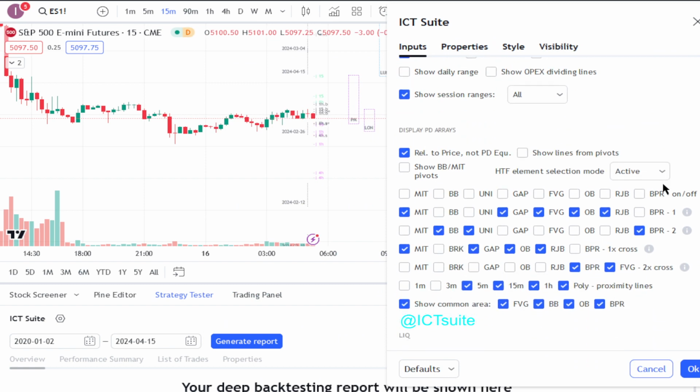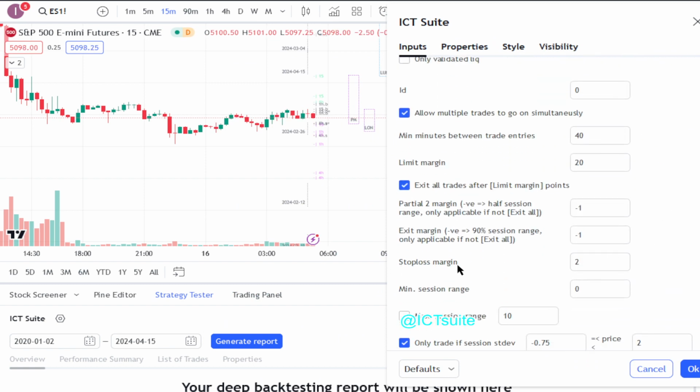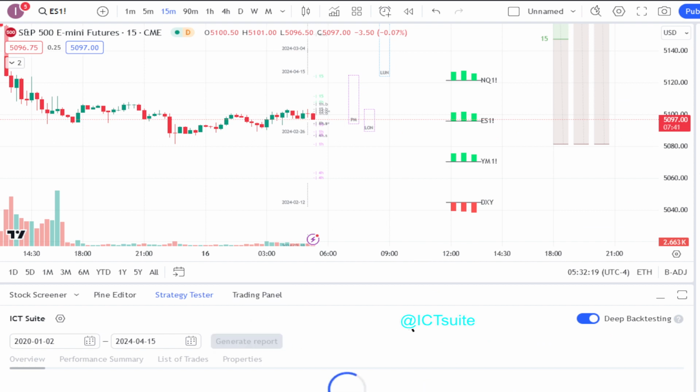We will start with a stop loss margin of 2 points. We are looking at the ES 15 minutes chart. Backtesting is a very slow process, so it will be quite a boring session, but when you do this kind of stuff, you know how to optimize your strategy.